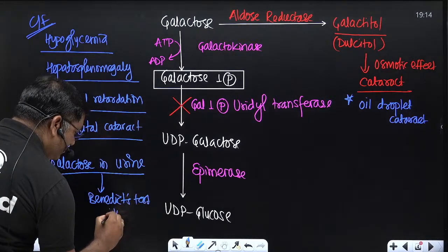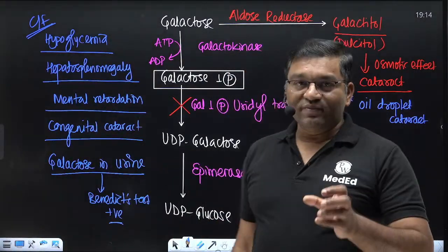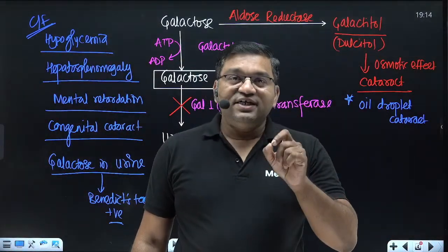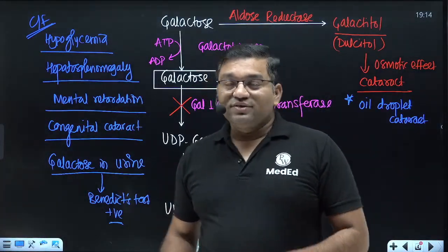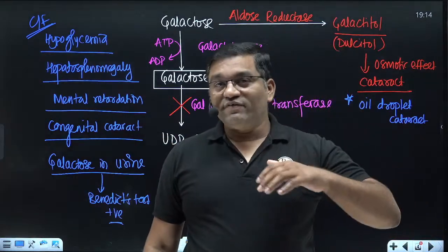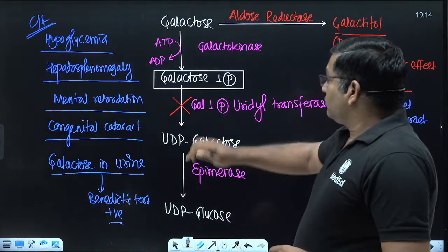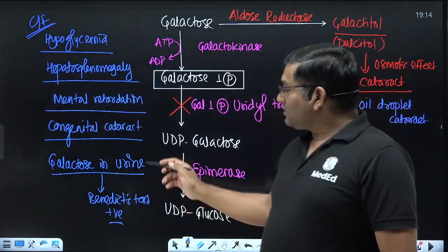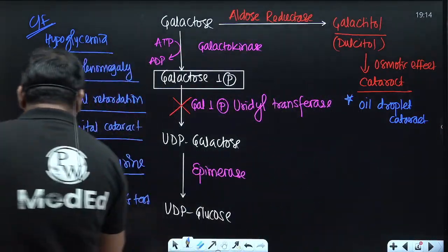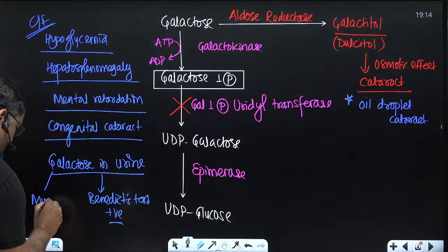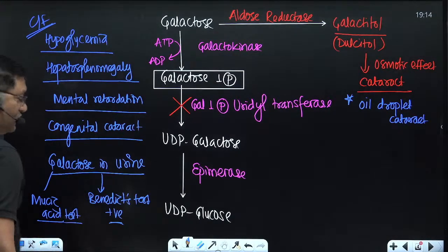And why is the blood glucose level low? Because the GOD POD method, the routinely used method for estimation, specifically detects beta D glucose. Here it is galactose that increases in the blood and urine, not glucose. That's why the blood glucose level is low, 45 milligram per deciliter. That is hypoglycemia in this patient. So these are the symptoms. The laboratory diagnosis can be done by the mucic acid test for galactose in urine. Also the Benedict test is positive in the urine for the reducing sugar.